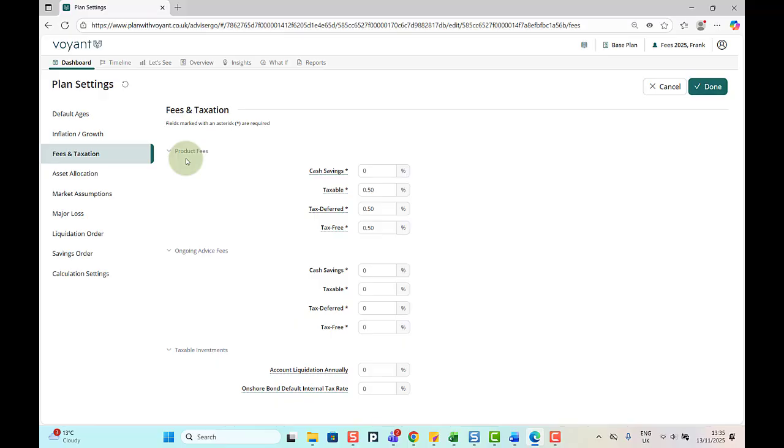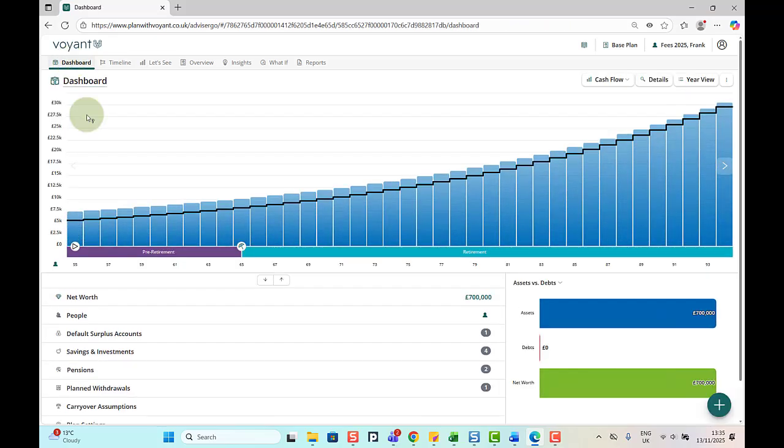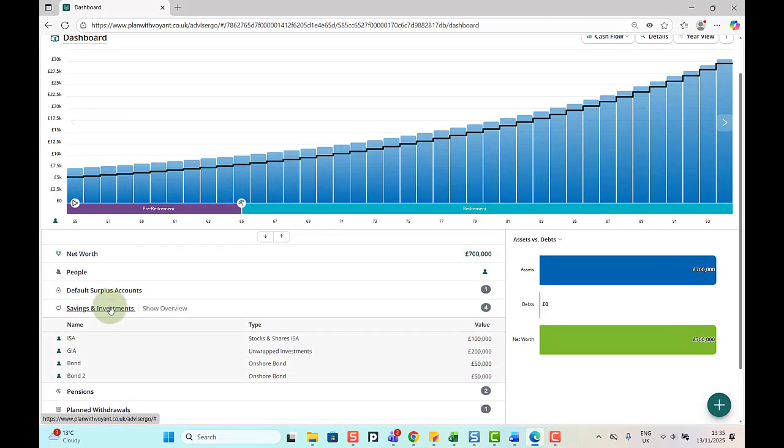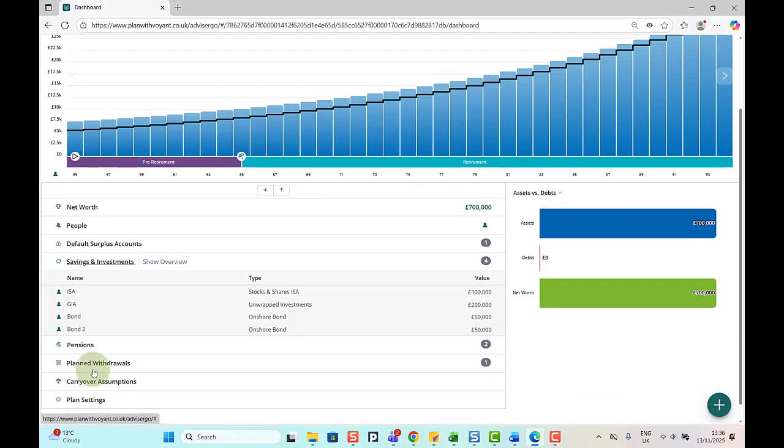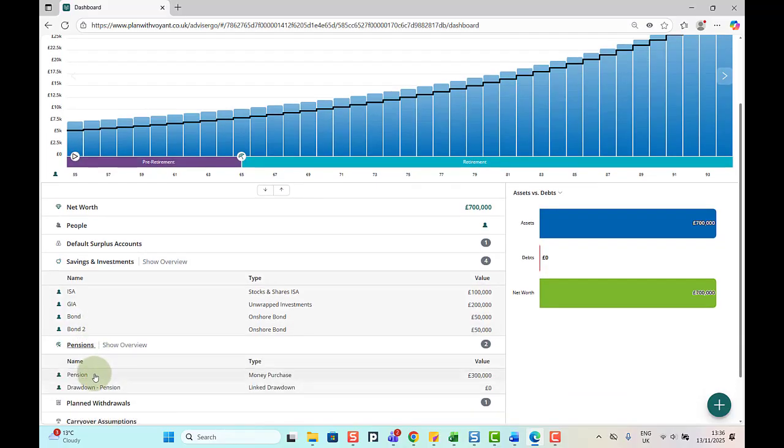So let's go and take a look at how these work in practice. I'm going to go back up to Dashboard, and you'll see here under Savings and Investment, I've entered an ISA, a GIA, and a couple of bonds, and also I've entered a pension, and we'll go through each one of these in more or less detail.